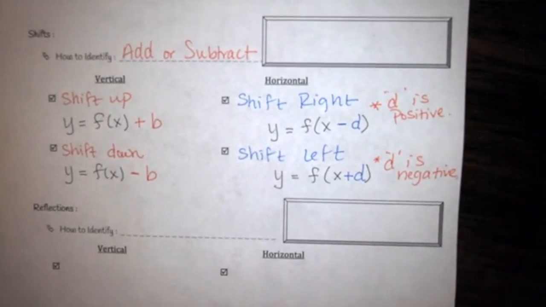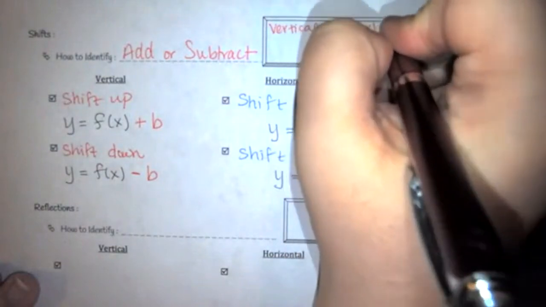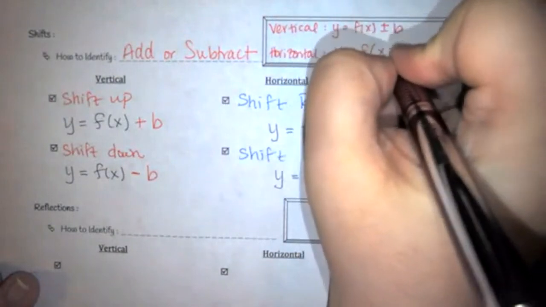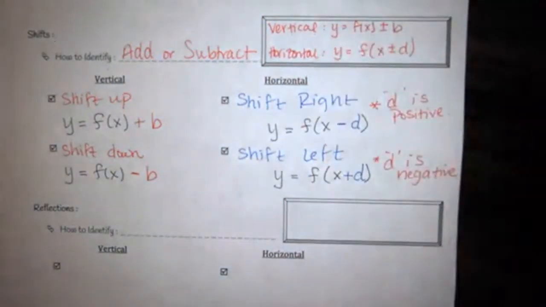So all in all, what is it that we have to take away from here? Well, we have to take away that we have two types of shifting. We have vertical, which is equations written as y equals f of x plus or minus b, and we have horizontal. So y is going to be f of x plus or minus d. Okay, that is shifting.